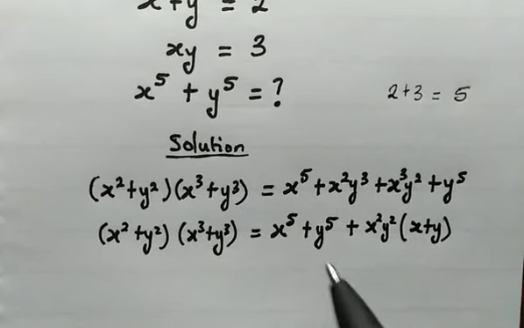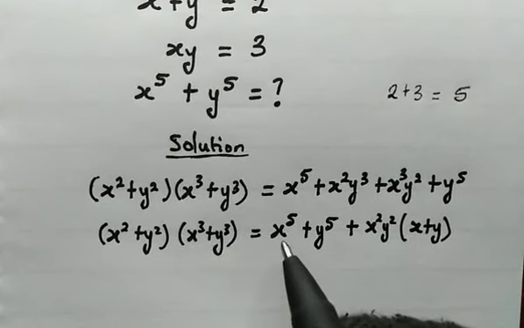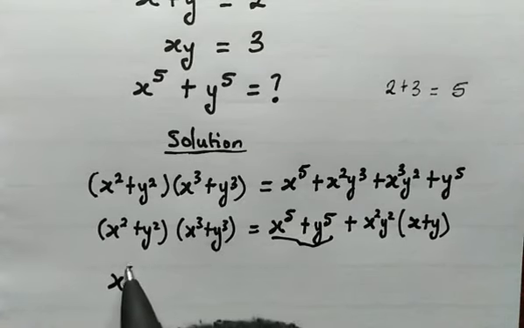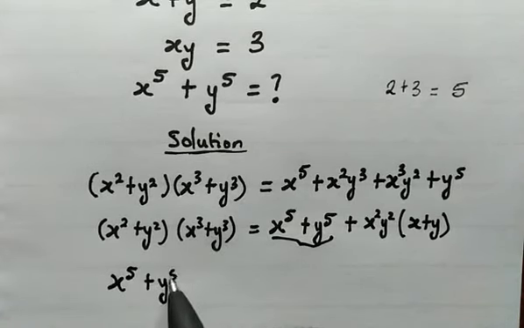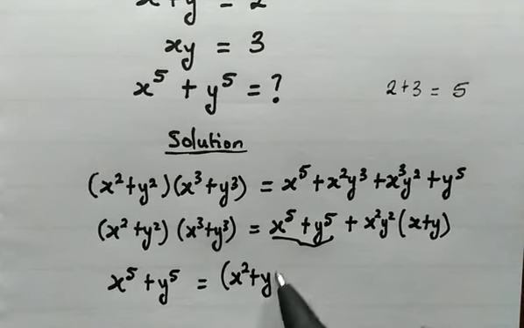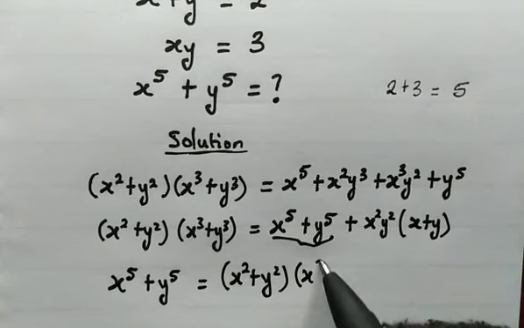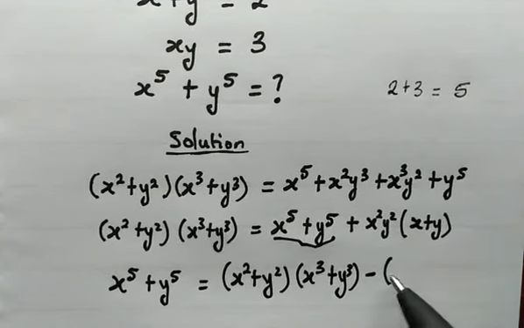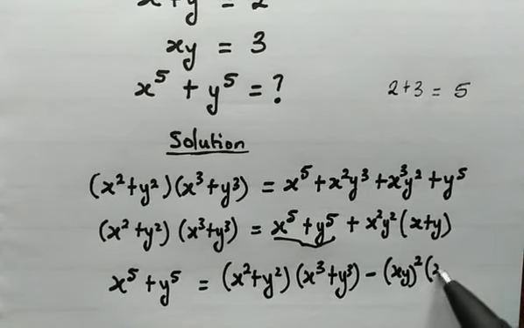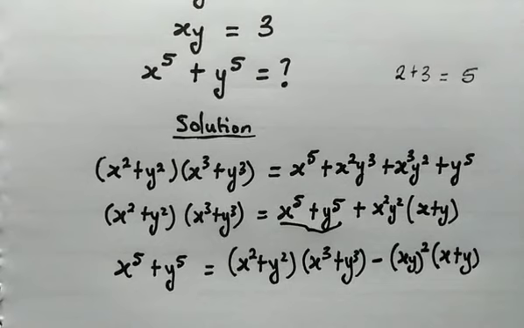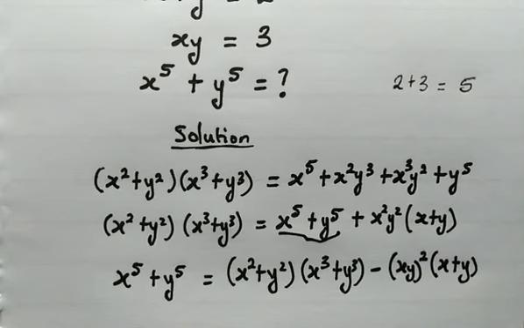Now remember we're solving for x to the power of 5 plus y to the power of 5, so we can make this the subject, right? So here we get x to the power of 5 plus y to the power of 5 equals the product of x squared plus y squared multiplied by x cubed plus y cubed, then minus x squared y squared, which is the same as x times y all squared, right? Then into bracket x plus y, right?